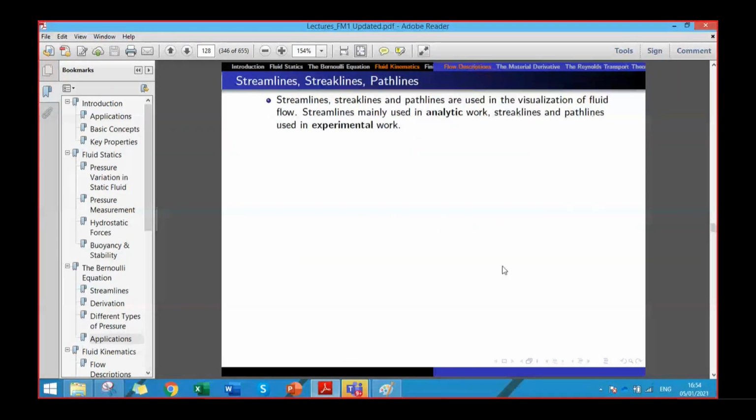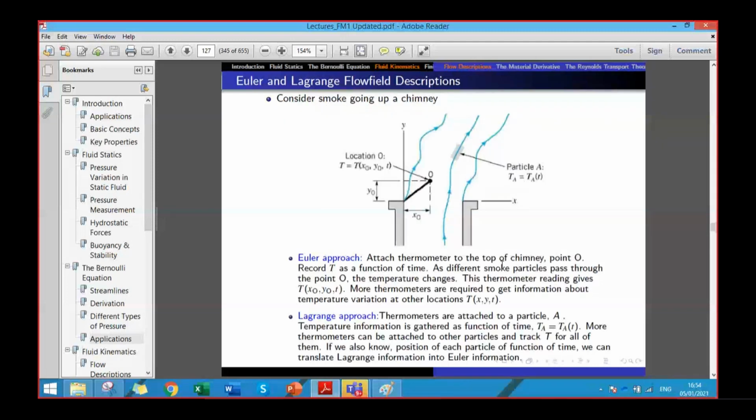So we will be mostly using the Euler approach, but we can switch between the two approaches. If we have information about one approach, and we have some translating function that can help us translate from the Euler approach to the Lagrange approach, or from the Lagrange approach to the Euler approach, then it is possible to convert the result. So we use the Euler approach for collecting data, and then with the help of our transfer function, we can write it in the Lagrange form as well.